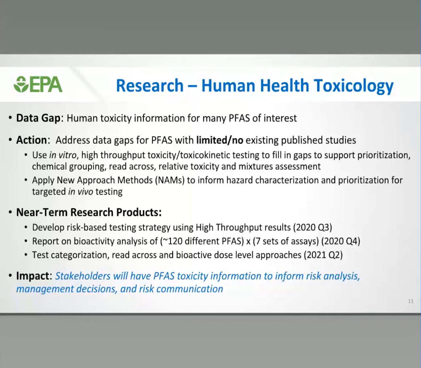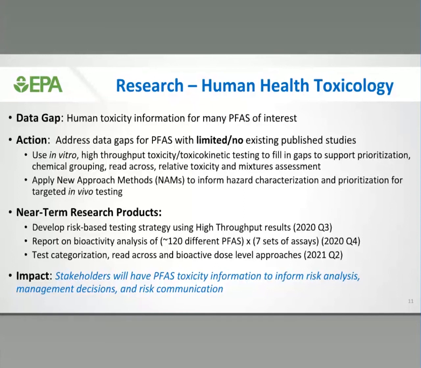So grouping is important. We also have this thing we call read across, which is when you lack information about one particular chemical, but you have some toxicity information for chemicals that are somehow related, chemically, physically, structurally related. You can make inferences about what the toxicity might be for the unknown chemical based on what you know about similar related chemicals. And then looking at relative toxicity and mixtures assessment. We know that PFAS often actually occur in nature as a mixture. They're very seldom exposed just to a single PFAS chemical. And so trying to get some general information that we can use to start making inferences about mixtures would be very helpful.